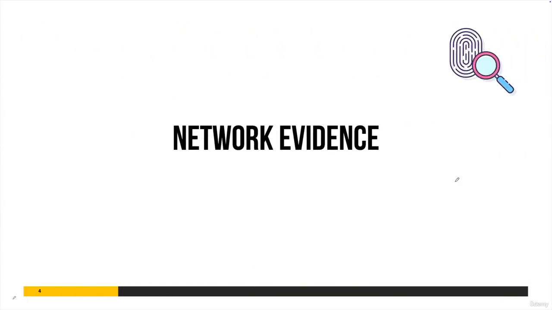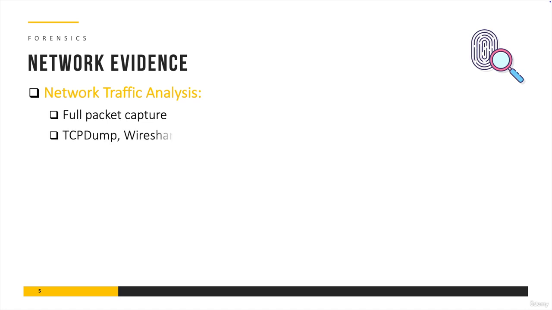Now, the first thing that you need before you go ahead with your forensic analysis is network evidence. There are two broad categories of evidence we rely on in network forensics. The first category is network traffic analysis. This includes full packet captures using tools like tcpdump or Wireshark. So here we are referring to traffic that is actually flowing. We capture that and then we use tools like tcpdump or Wireshark to analyze the headers as well as the content of those packets.